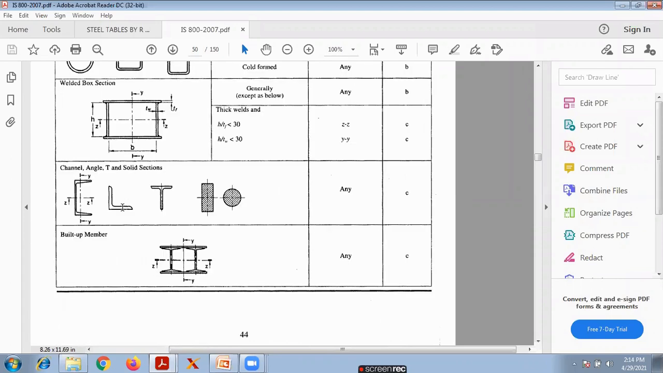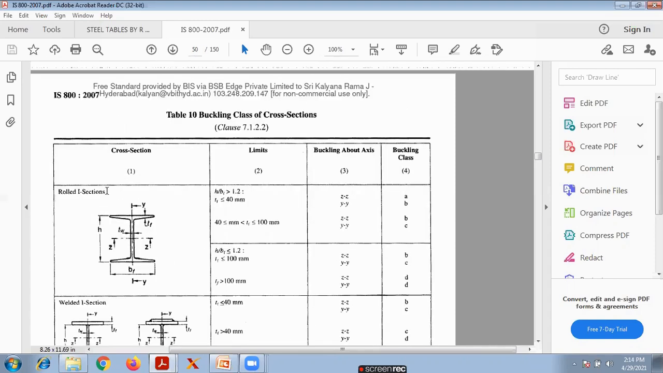Whenever you take a built up member, directly we choose the buckling class as C. If it is a channel, angle, T or solid section, you will directly take the buckling class as C. But here we choose a rolled I section. So in this condition, how will we take the buckling class?